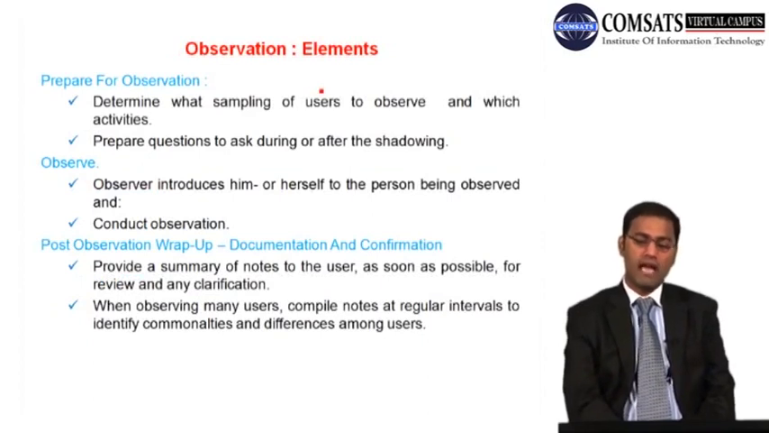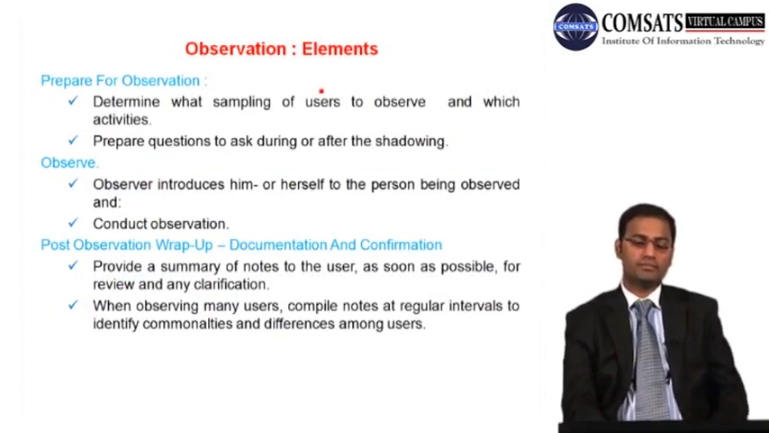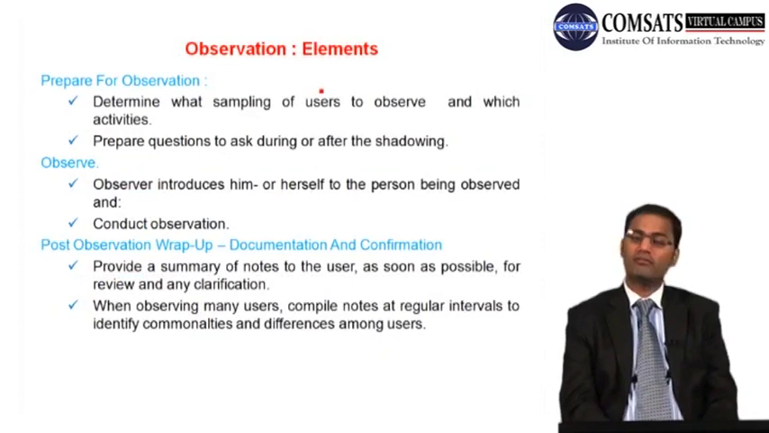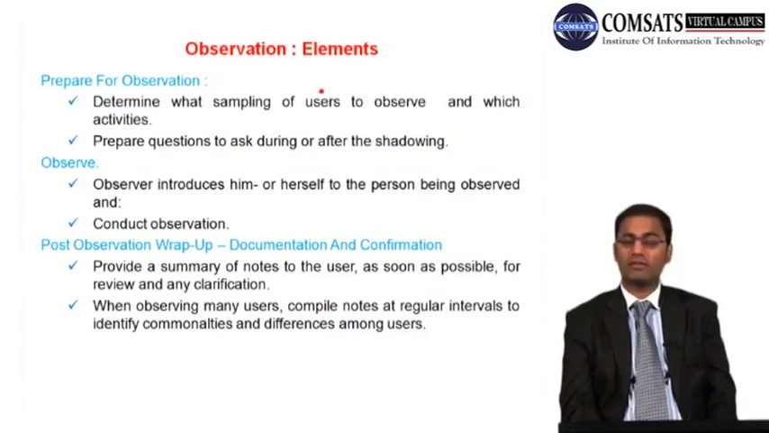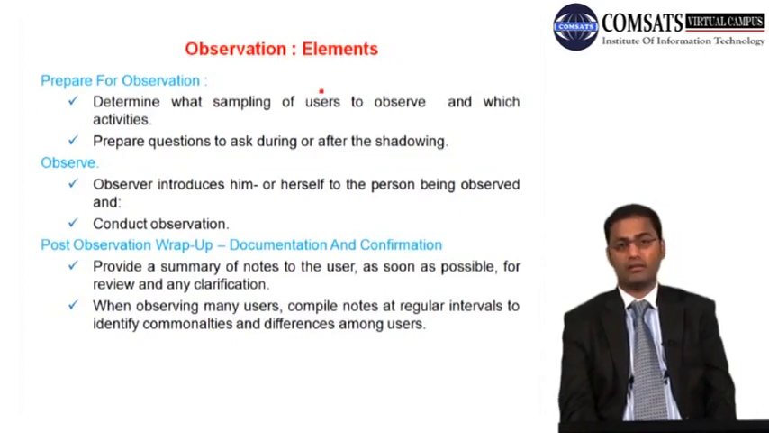So the elements we have for observation: there is preparation for observation. We need to determine what sampling of users to observe and which activities, and then we need to prepare questions to ask during or after the shadowing. Then after preparation we need to observe, and the observer introduces him or herself to the person being observed and conducts the observation, and then post-observation wrap-up, documentation and confirmation.